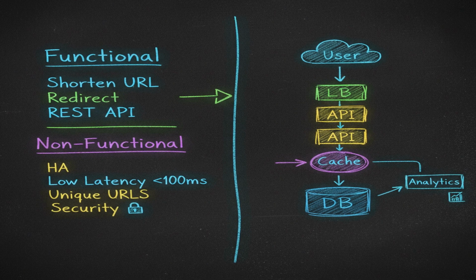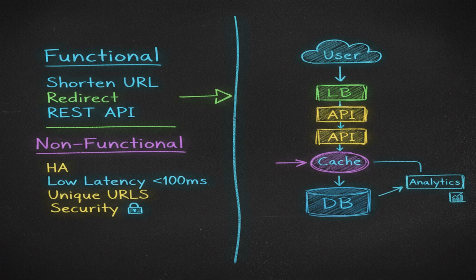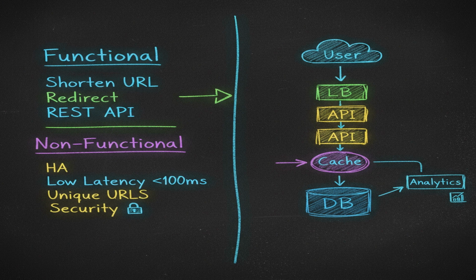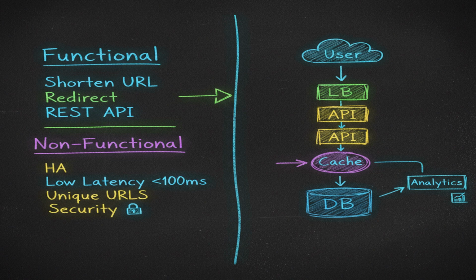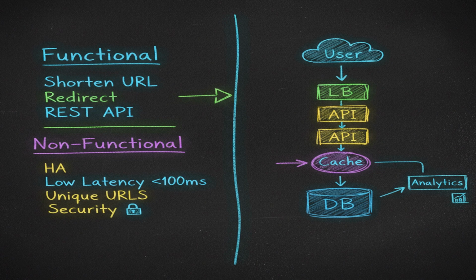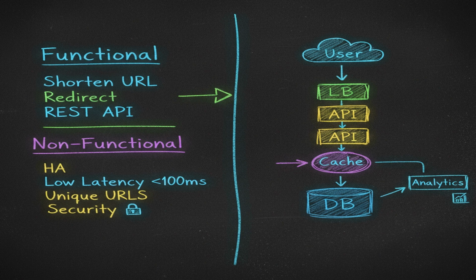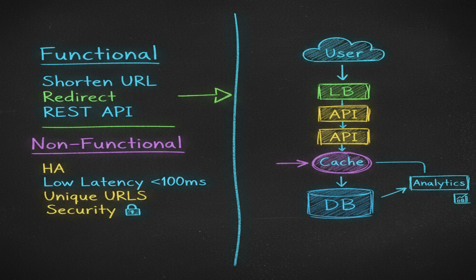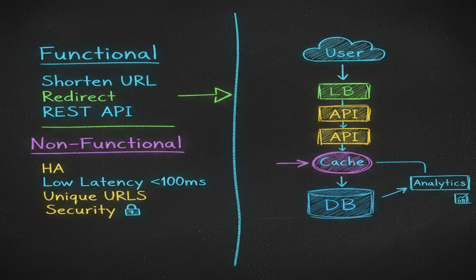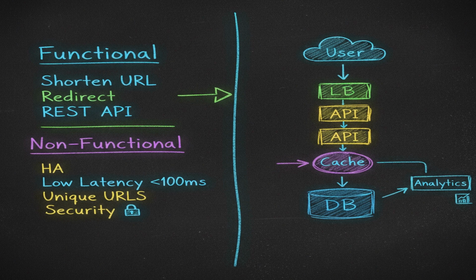Functionally, we need to shorten a given URL and redirect to the original URL when the shortened URL is accessed. The system should support a REST API for shortening URLs. Non-functionally, the system must be highly available, have low latency for redirects, ideally under 100 milliseconds, and generate unique short URLs.